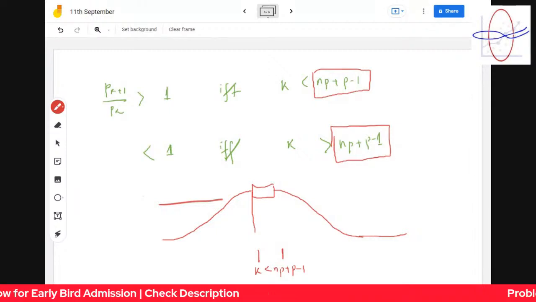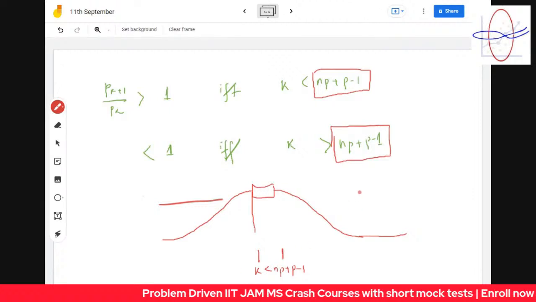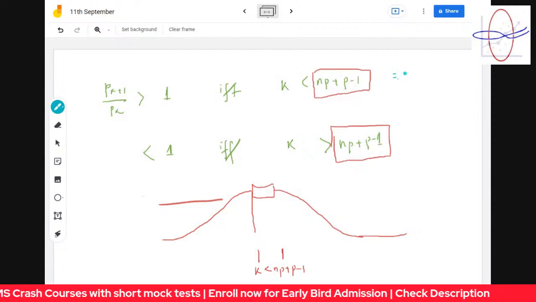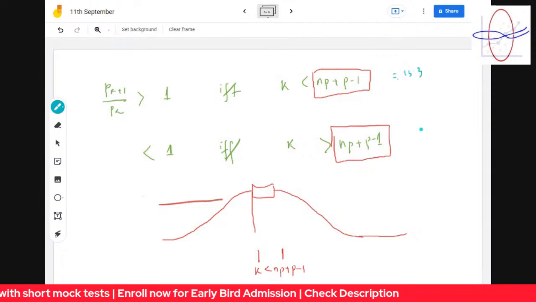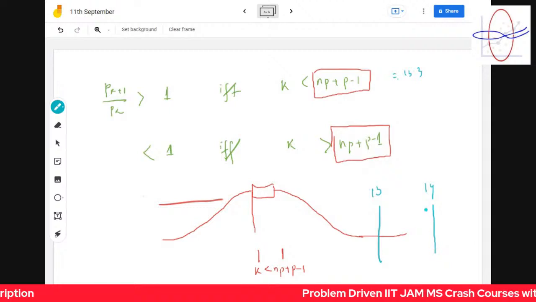And if you put, for example, np, yeah, I think this is correct. So this is the basic idea, and this is how you find out. You can put values to n and p and find out. Let's say it turns out to be 13.3. Then you calculate what happens at 13, and you calculate what happens at 14, and then compare which is maximum. That is where the maximum is happening.